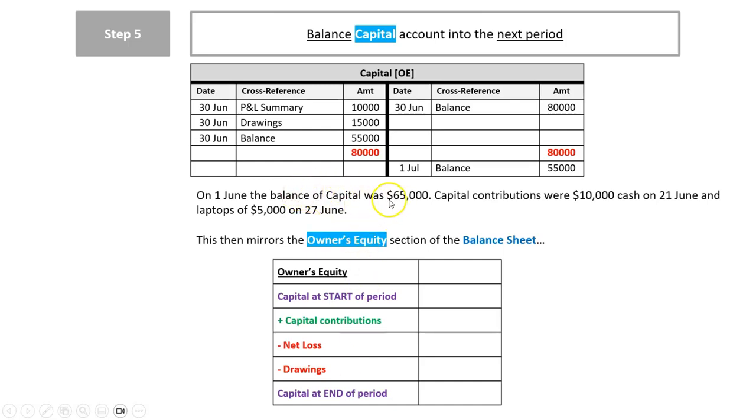So it says here the balance of capital was 65 at the start. The capital contributions were $10,000 cash and $5,000 laptops. We don't split them up, we just put one giant figure of 15,000. Take out the net loss, well that was this number here, 10,000. Take out the drawings, well that was this number here for 15. And if we get our calculator and do 65 plus 15, take 10, take 15, that balances to 55, which matches exactly our balance going forward into July. So that is how we do it for a net loss.